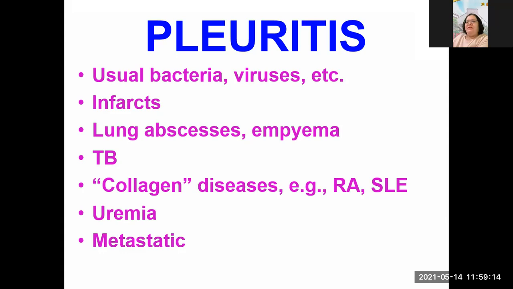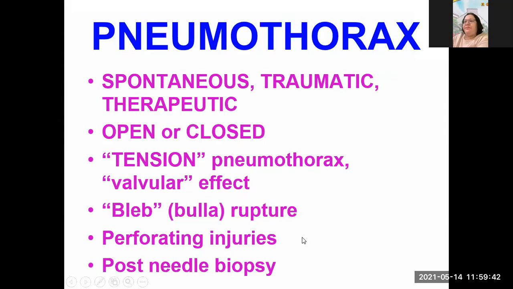It can be caused by infarcts, lung abscesses, and empyema. It can be caused by tuberculosis, collagen diseases like systemic lupus erythematosus, and then uremia can even cause pleuritis. Metastasis, cancer can also cause pleuritis. Okay, now going to pneumothorax.